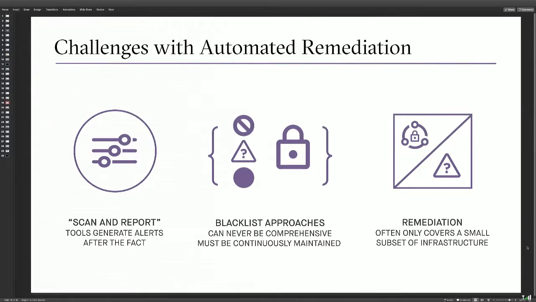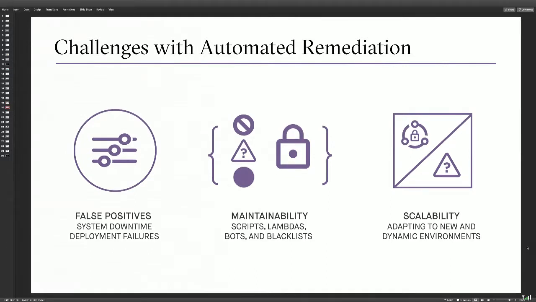So those challenges, again, the scan and report tools generate alerts after the fact. The blacklist approaches, here's the list of things that you cannot do, will never be comprehensive and must be continuously maintained. And the remediation typically only covers a small subset of infrastructure. Maybe it's just security group rules or security group rules and some virtual private cloud network stuff. These are challenges. They can be overcome at lower scales, but as you start to really build out that library of scripts, you're now owning that over time, and you're going to probably be constantly adding to it as new services appear, et cetera. So you end up with some false positives, some maintainability that I was talking through, as well as scalability issues, adapting to new and dynamic environments. Every time a new service comes out, there's going to be a need to potentially add to that collection of scripts.